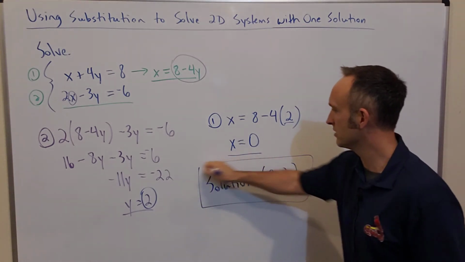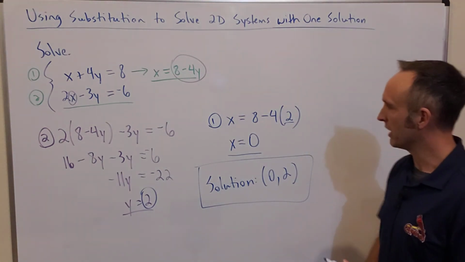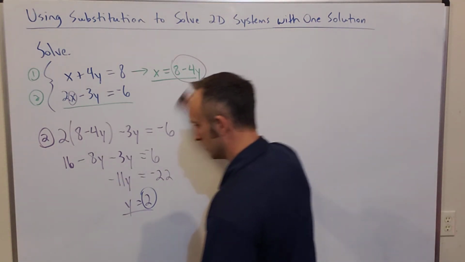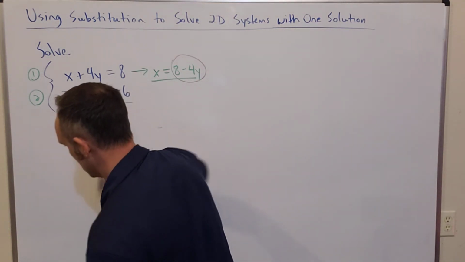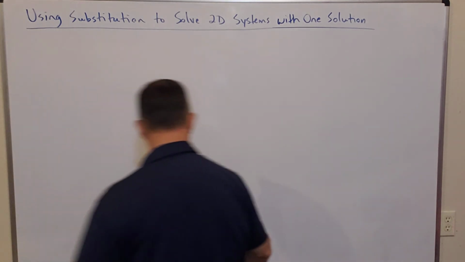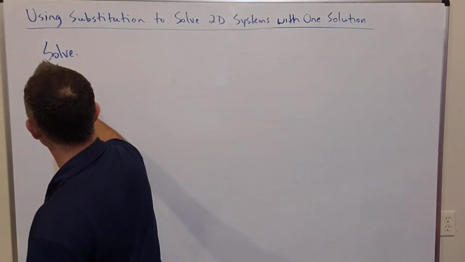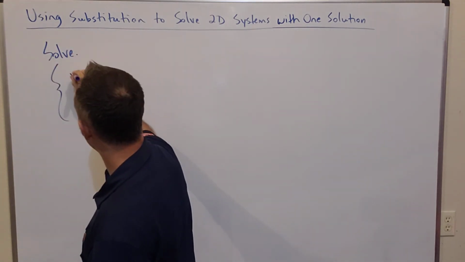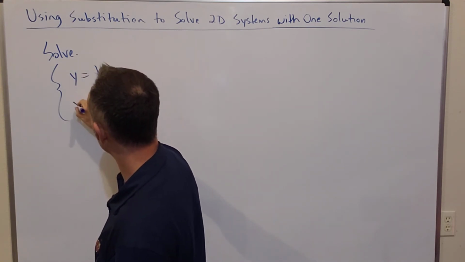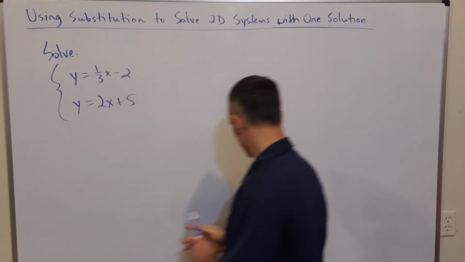So this is the point where those two lines cross one another. Okay, and let's do one last example. Let's say we want to solve this system: y equals 1/3 x minus 2, and also y equals 2x plus 5.